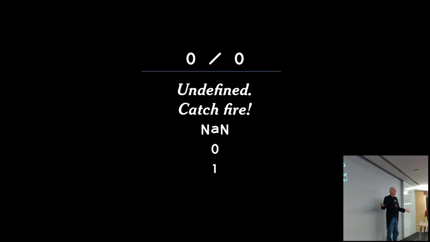One? Well, you know, you've got n over n, right? N over n is 1. I once worked on a mainframe where you got 2.